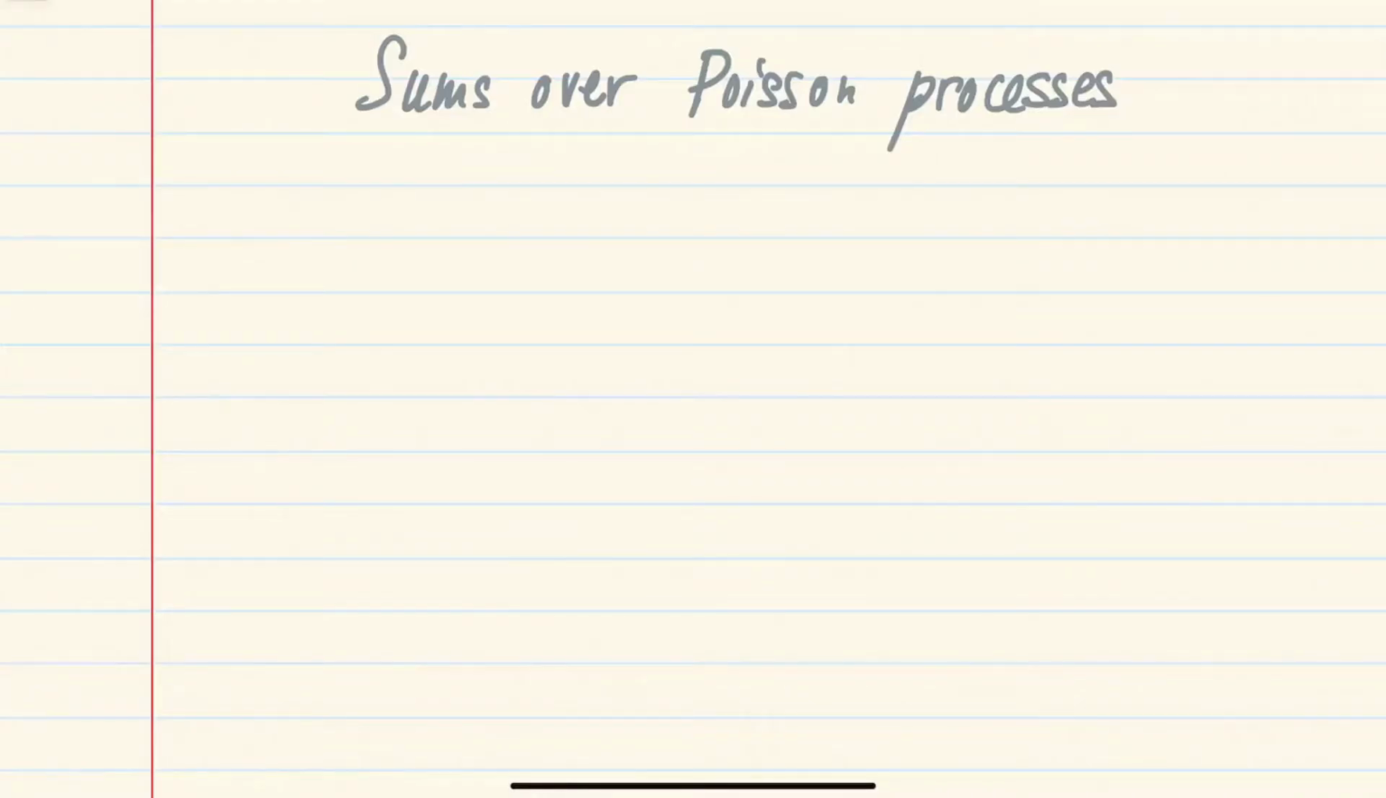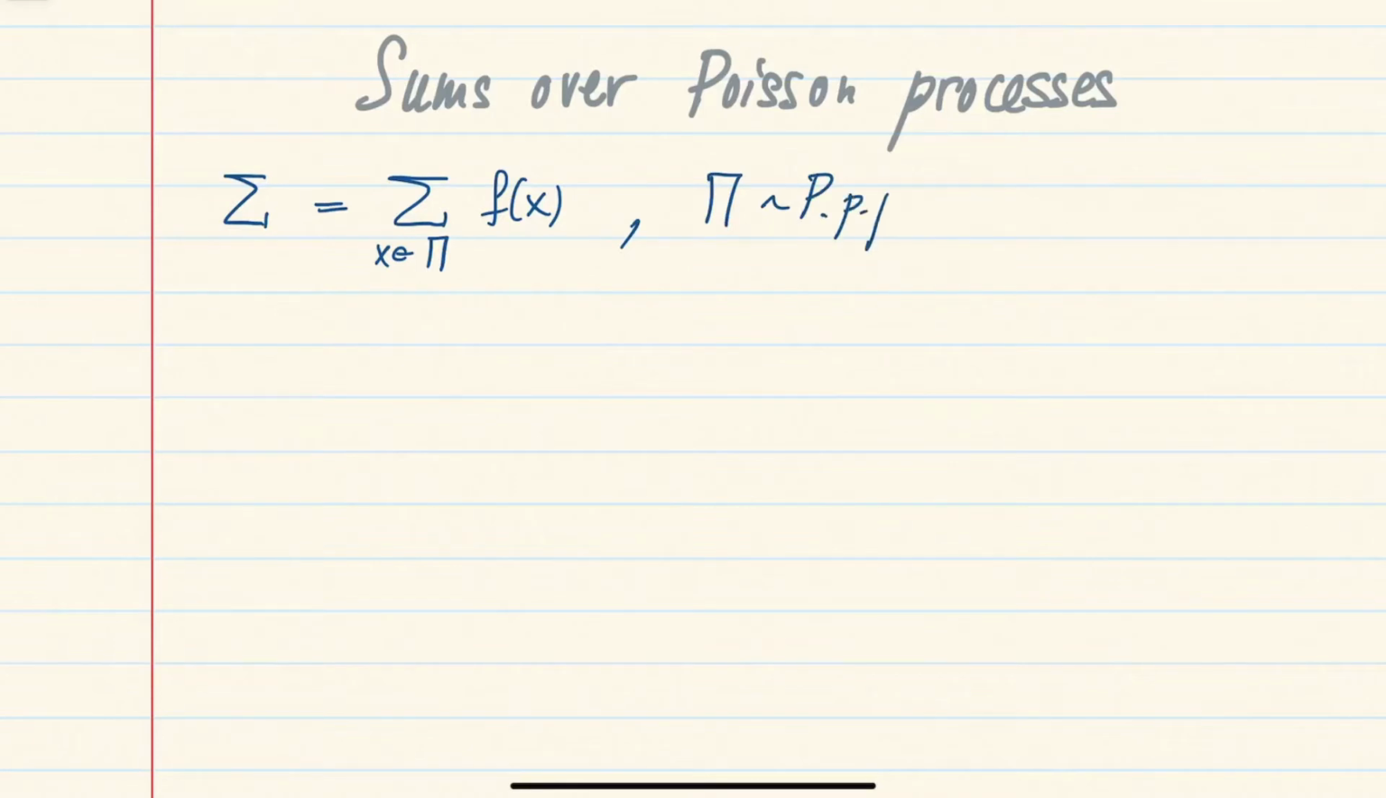In this section, we will consider sums over Poisson processes. More precisely, we will study random variable sigma of the form given by the sum of function f of x, where x are points in some Poisson point process pi. Namely, this pi is a Poisson point process with some mean measure mu on some measure space S, and f is a measurable function on this space.